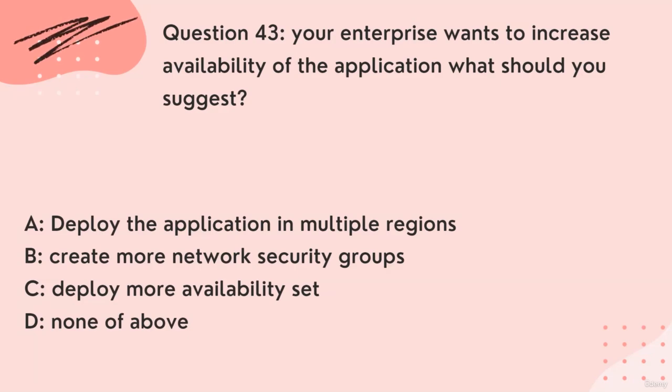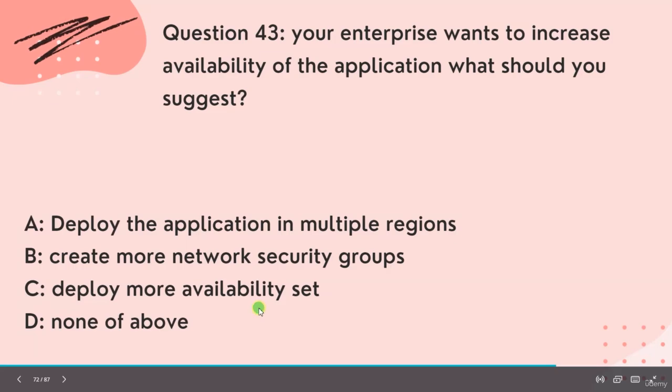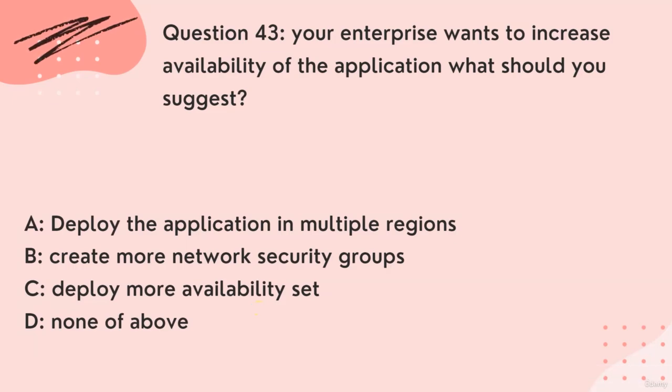Create more network security group. Network security group's main purpose is to increase internal security for the traffic that moves to and fro within the resources that are present inside the cloud. So network security group is only related to internal traffic security. It has nothing to do with availability. Option number A says deploy the application in multiple regions. So the answer is option number A.